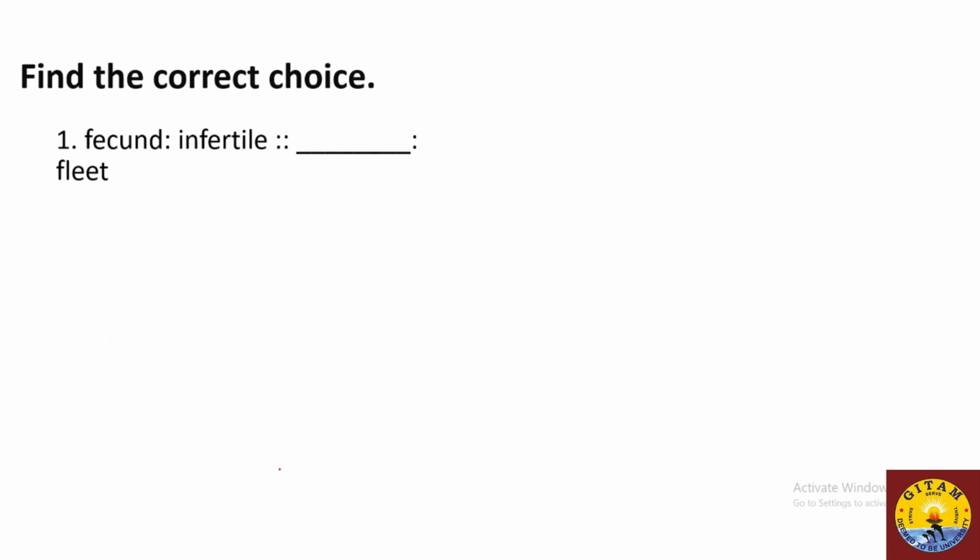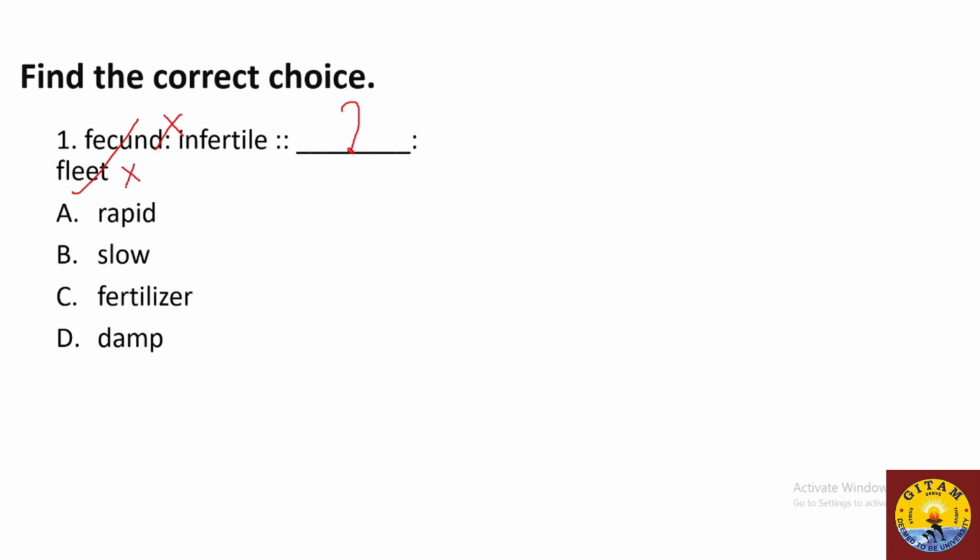Now let's come to the practice session. Fecund, infertile. What are they? Which category do they belong to? They are opposites. Fecund is to infertile as what is to fleet? Now I want the opposite of fleet. I repeat, fecund and infertile are opposites. Antonym analogy. Now I want the opposite of fleet.